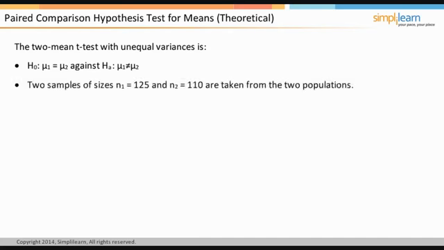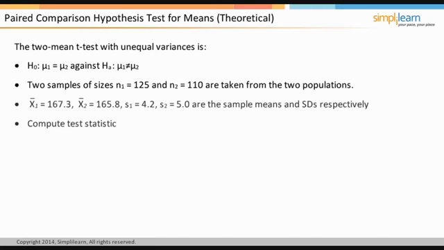Two samples of sizes N1 of 125 and N2 of 110 are taken from the two populations. The mean value of sample size 1 is 167.3, and sample size 2 is 165.8. The standard deviation for sample sizes 1 and 2 are 4.2 and 5.0 respectively.